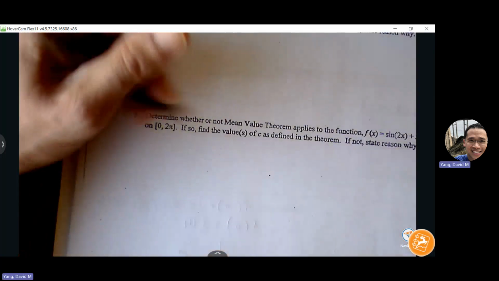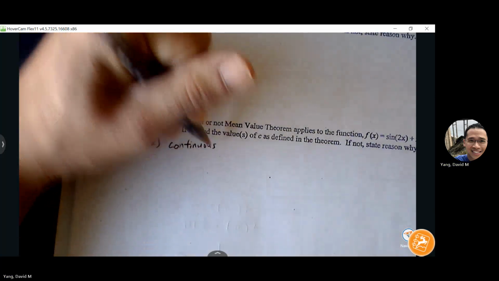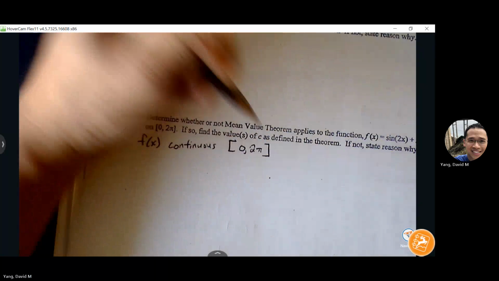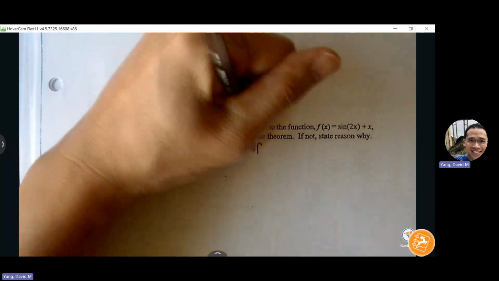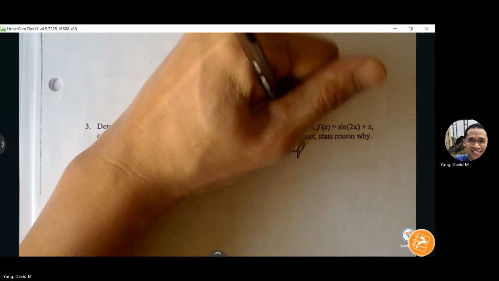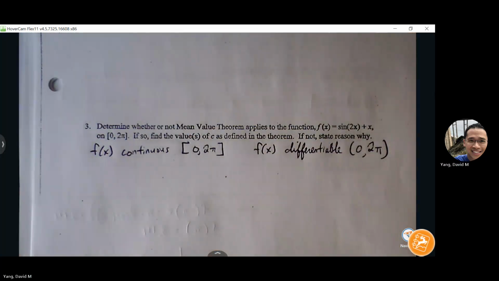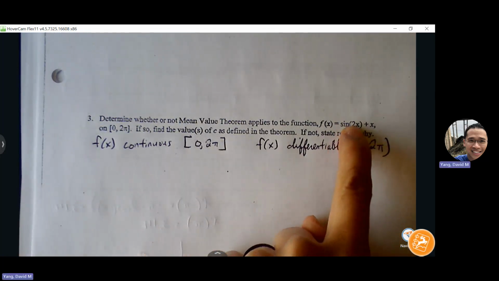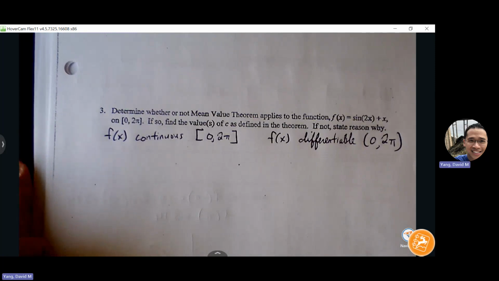Okay, so we know our function is continuous on the closed interval, so bracket from 0 to 2 pi. And our function is also differentiable on the open interval. So f of x is differentiable on parentheses 0 to 2 pi. Okay, and we know that without having to do any work because we know the sine graph is just nice and continuous. There are no asymptotes, there are no holes, there are no sharp turns.